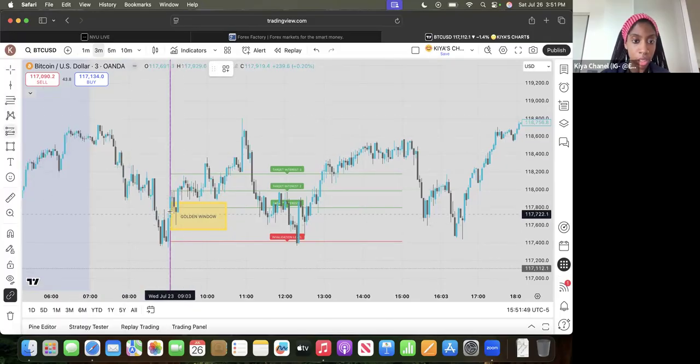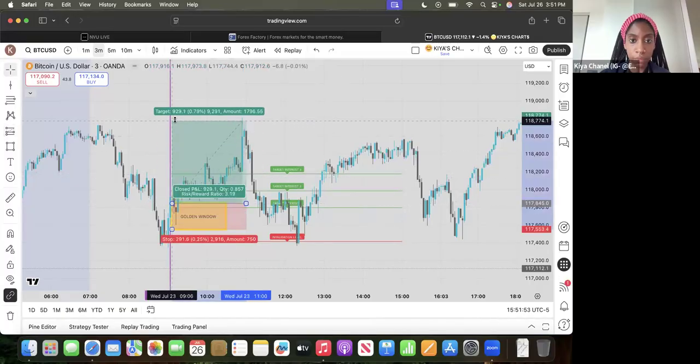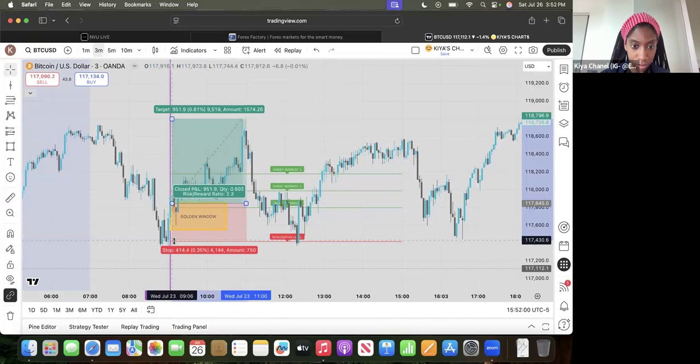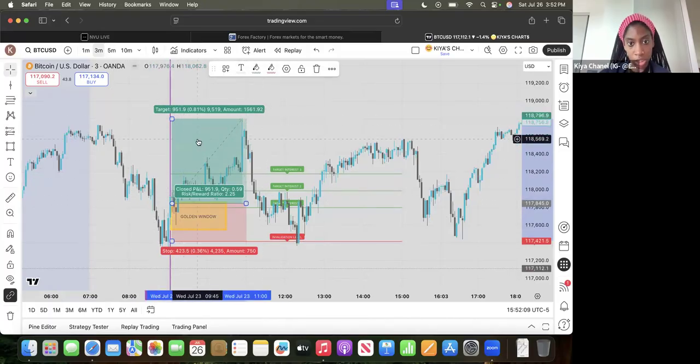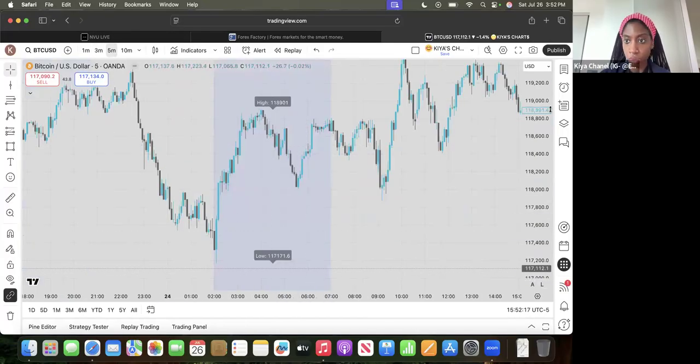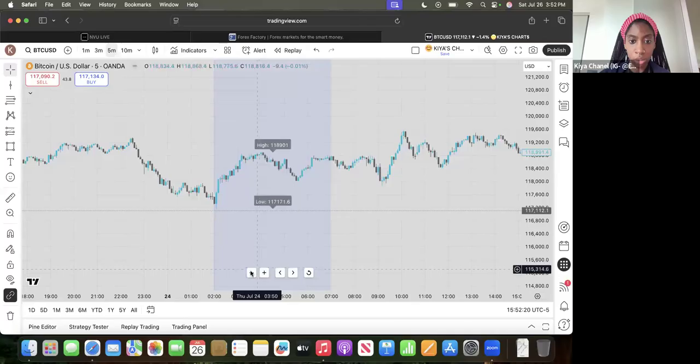And this trade, let's say you got in right here. This trade went for, what did it go for? It went for a 1 to 2 risk to reward. So that's not bad. That's not bad at all. Let's see. Maybe another one.